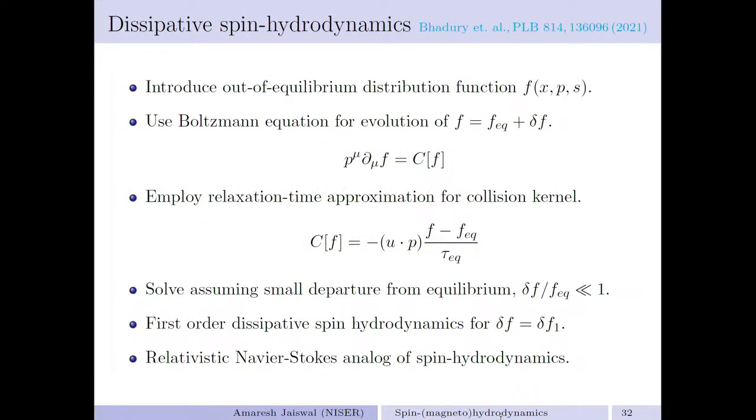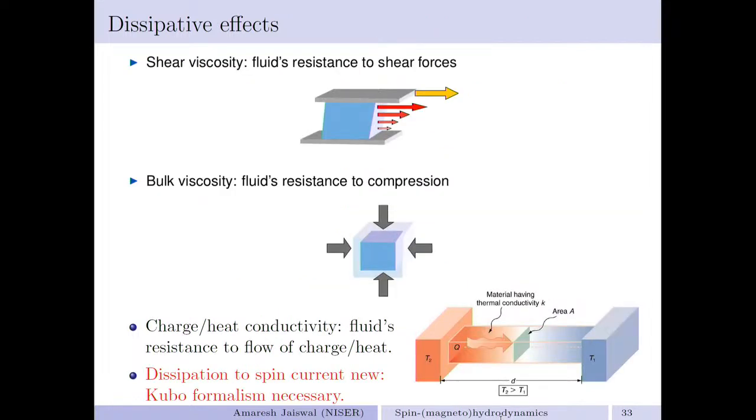Once we have this phase space extended distribution function, we can go out of equilibrium using the Boltzmann equation. And then we have dissipative hydrodynamics also, spin hydrodynamics also constructed using the correction out of equilibrium that we can calculate using the Boltzmann equation. In some approximations we can do that, and we can generalize spin hydro to dissipative spin hydro. And these are the dissipative phenomena which we are aware of.